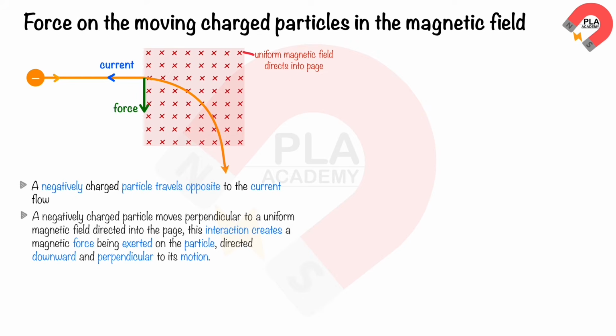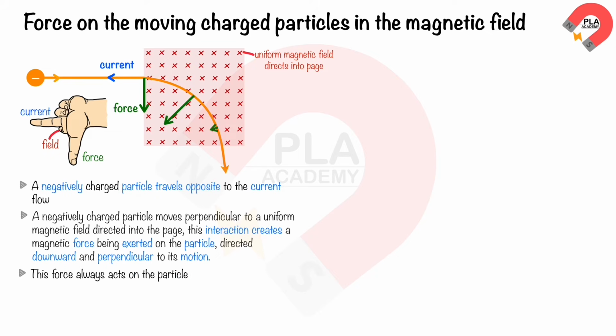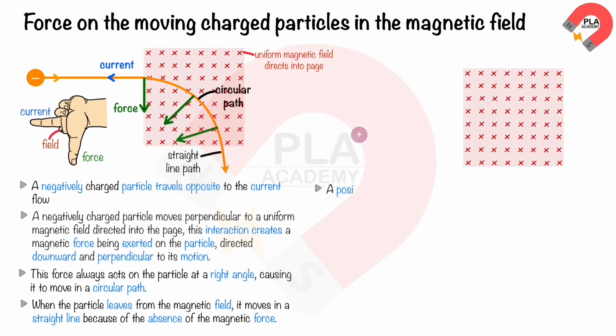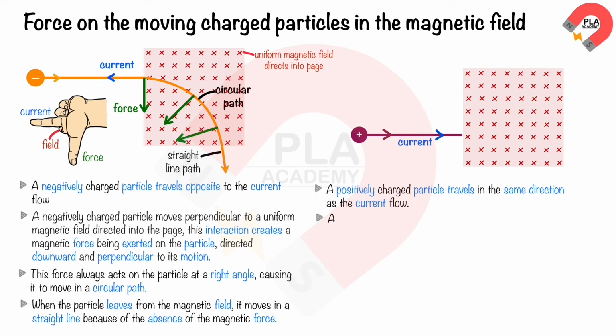Applying Fleming's left-hand rule, with your index finger pointing into the page along the magnetic field direction, and your middle finger pointing to the left along the current direction, you see that your thumb points downward, indicating the direction of force acting on the negatively charged particle. This force always acts on the particle at a right angle, causing it to move in a circular path. When the negatively charged particle leaves the magnetic field, it moves in a straight line, because of the absence of the magnetic force.